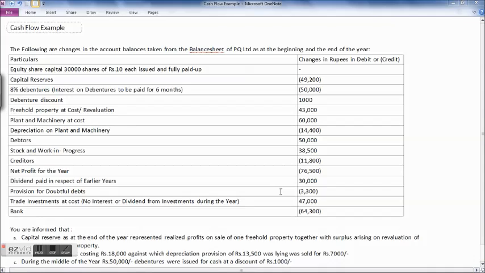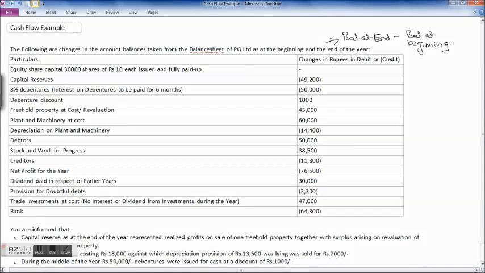So what is being given is the difference in the balances in each and every account, which is the balance at the end of the year minus the balance at the beginning of the year. This is what has been given. Changes in rupees in debit are given normally, and whatever is the credit balance change is given in the bracket. So let's see it one by one.